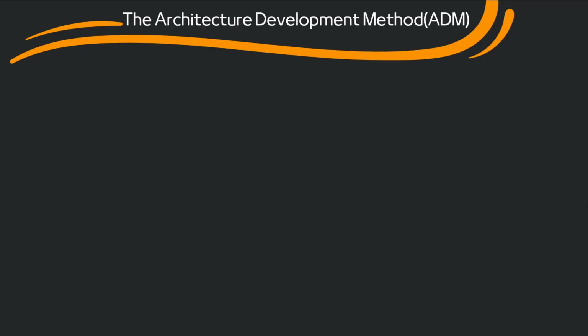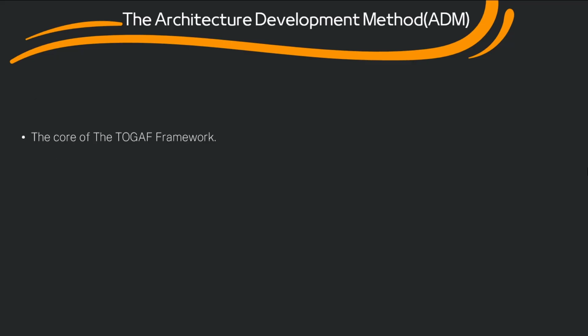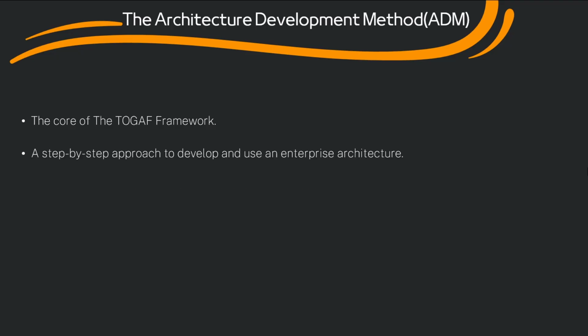The architecture development method, ADM, is a visual set of phases, each with its own input, steps, and output. An output can include a process flow, project plan, set of requirements, or other work artifacts. Outputs should be versioned, agreed to, and then signed off. Each phase and its steps can be fully tailored to your organization. Or we can say it is the core of the TOGAF framework, a step-by-step approach to develop and use an enterprise architecture.